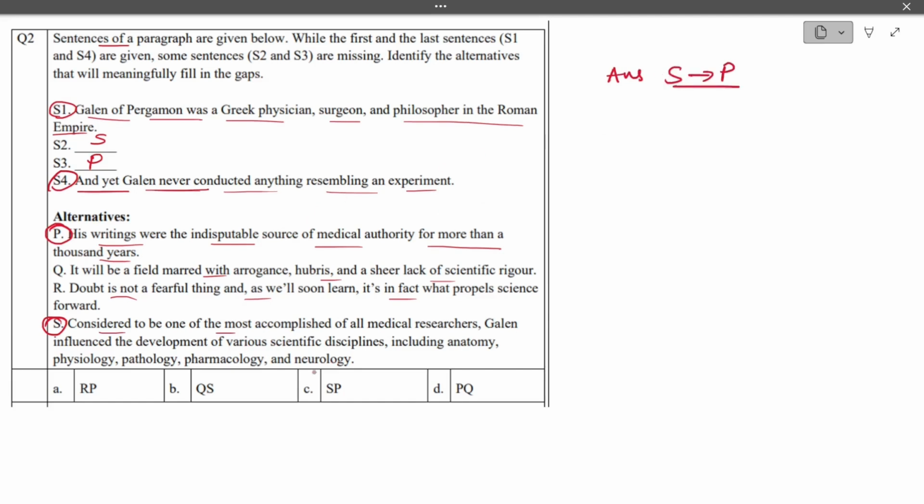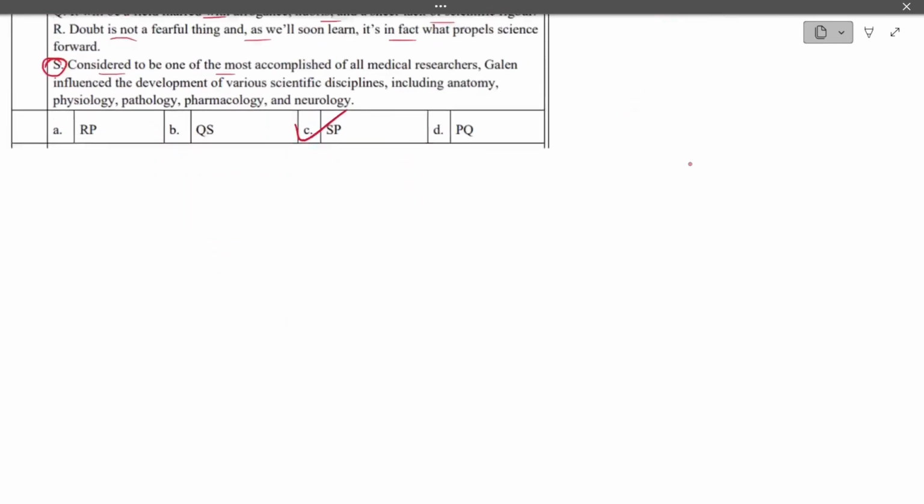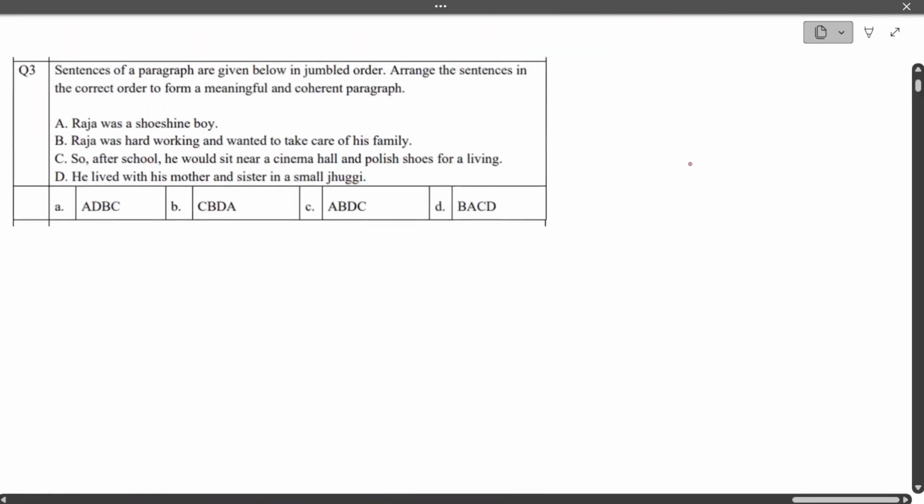So the correct answer will be sequence S and then sentence number P. So what is the option? So option C is the correct answer for this one. Hope you have understood it. And if you have any doubts, let me know in the comment section. Let's now move on to the next question.